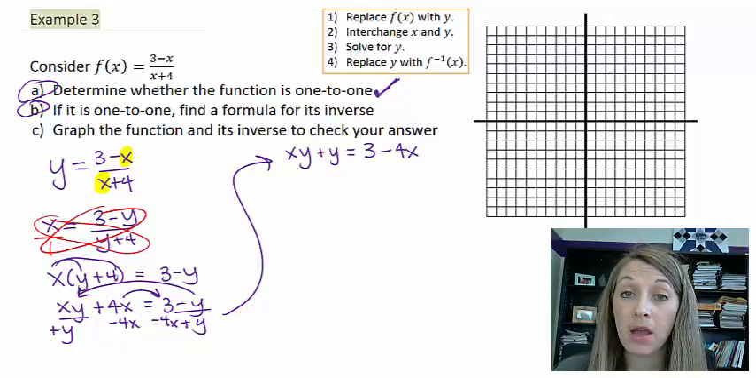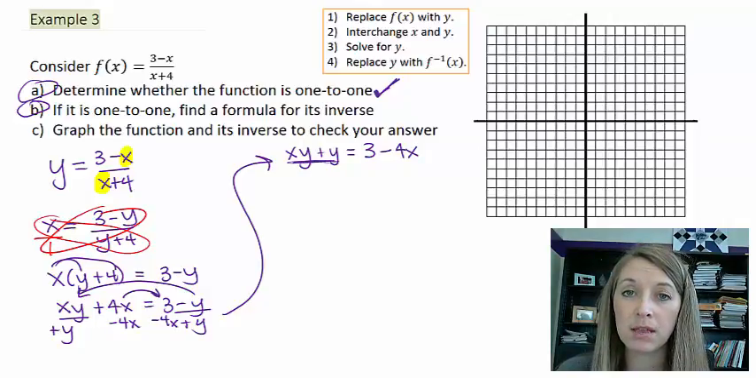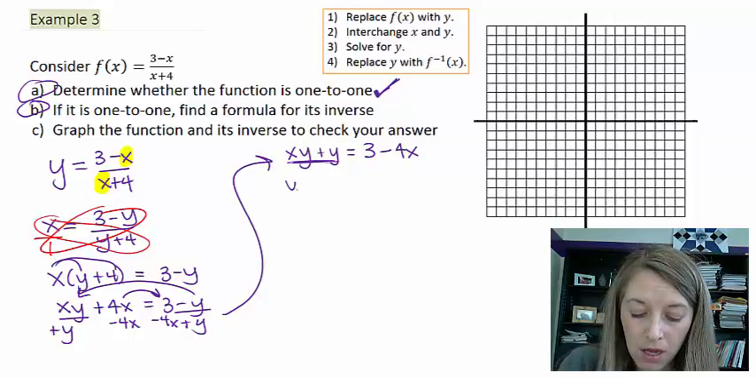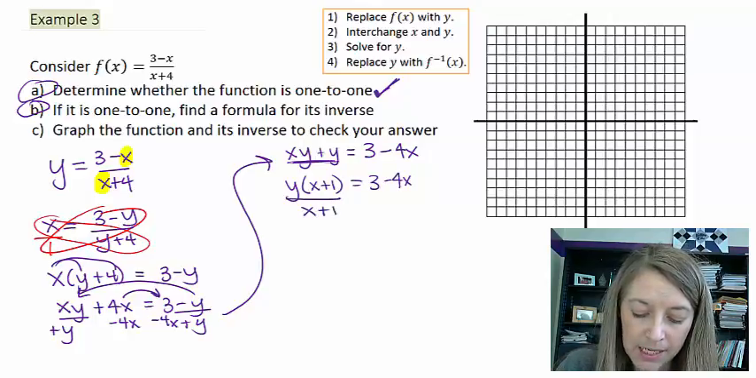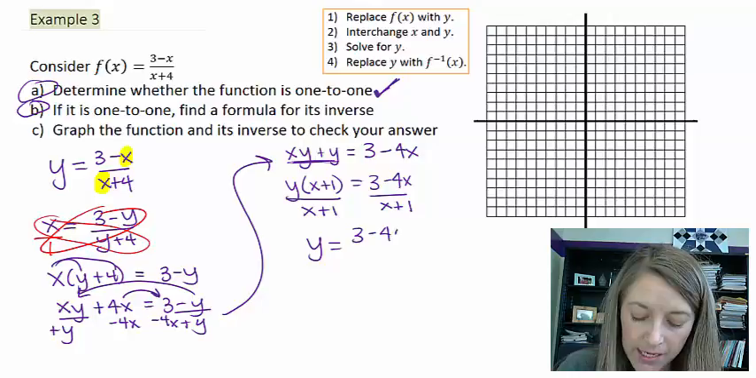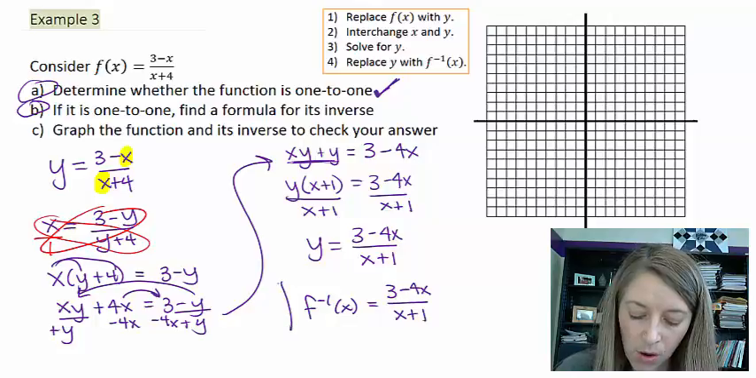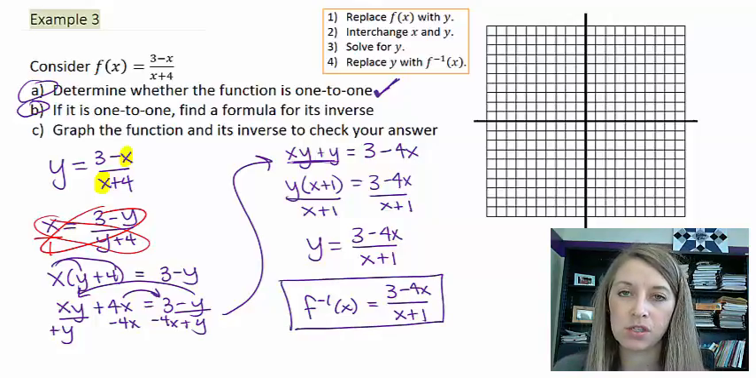Now, I'm trying to isolate y, so this is the most difficult step for students to see. But notice since I have y in both of these terms over here, the way to get them into one y is to factor them out. So I take out a common factor of y, and that leaves me with (x plus 1). Then if I divide by x plus 1, that leaves me with my y isolated, which is what I wanted to do. So my inverse function, f inverse of x, is equal to (3 minus 4x) over (x plus 1). So I have, in fact, found the inverse.